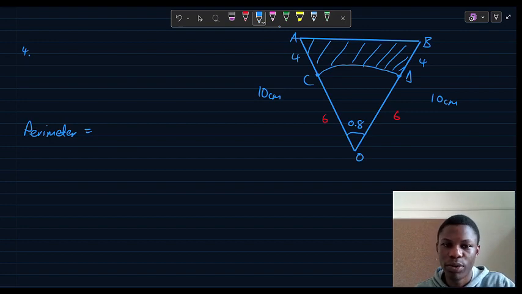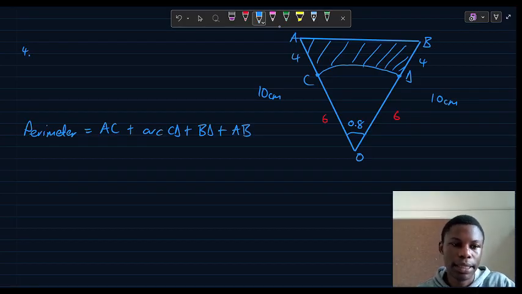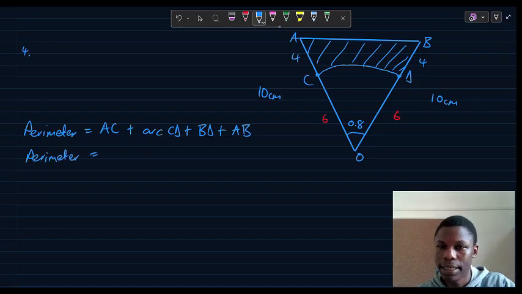So in this case, our perimeter is going to be the line AC plus the arc CD plus the line BD plus the line AB. That is everything that bounds our shaded region. So we know some of these values. We know that AC is 4. We know that BD is also 4. We don't know arc CD. We don't know AB.